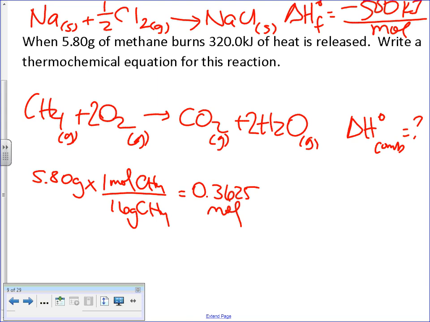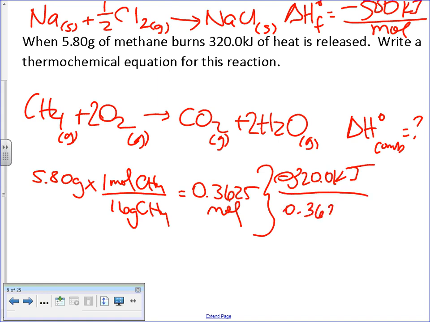Okay, so 320 kilojoules of heat that is released. So what do I need to put here? A negative, because it's exothermic. That amount of heat is released per this many moles that combusted. So what is our energy transferred here or lost? 320 divided by 0.3625. Anybody? 882.76. Oh, accidentally multiplied. Say it again. Negative 882.76. 883 then. Cool.